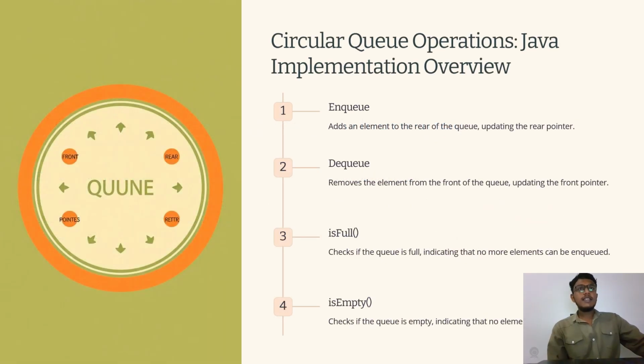The main operations in a circular queue include enqueue to add elements at the rear and dequeue to remove elements from the front. Additionally, helper methods like isFull and isEmpty are used to check the queue's status.